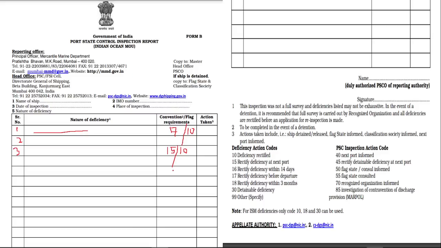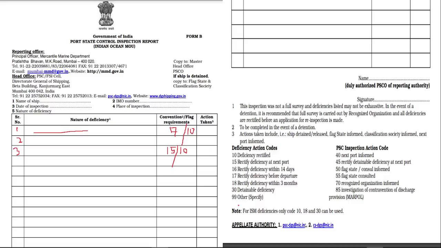Basically this information needs to be kept for a period of 2 years, so that when another PSC officer comes on board, they will also check, and if the deficiency persists from the last PSC, they will be able to do a more detailed inspection.